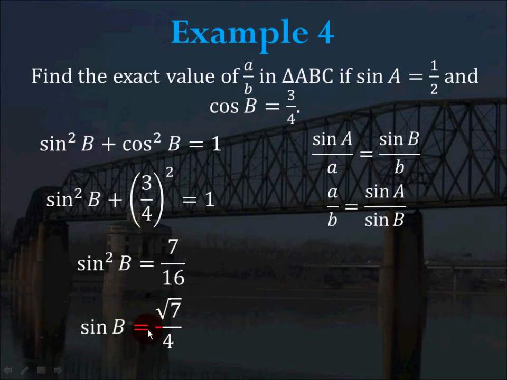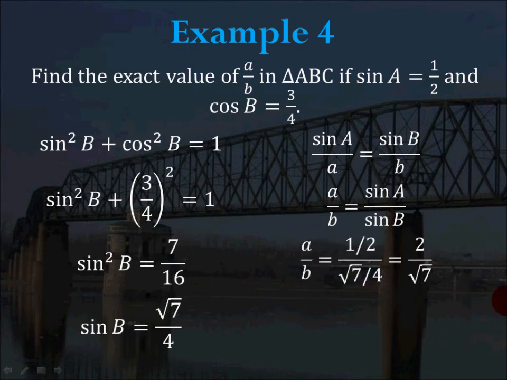Now, you're wondering, is it positive or negative? Well, keep in mind in a triangle, the sine of any angle between 0 and 180 is always going to be positive. So you're never going to have a negative value for sine here because you're dealing with a triangle. So in this case, sine of B is positive. So now, when you calculate a over b, you just plug in what you have for sine A divided by sine B. So it's 1/2 divided by radical 7 over 4, which simplifies into 2 over root 7. Since you cannot have radicals in the denominator, you multiply the top and bottom by root 7, and your final answer is a over b is equal to 2 radical 7 over 7.